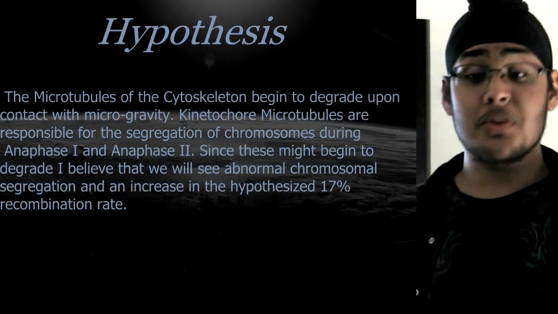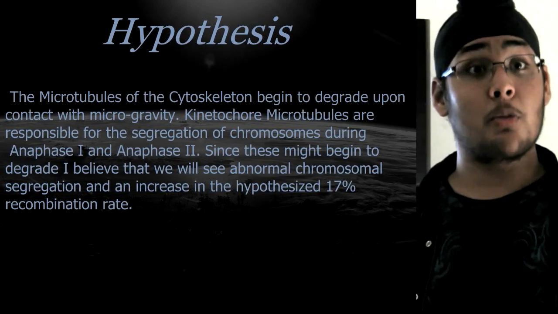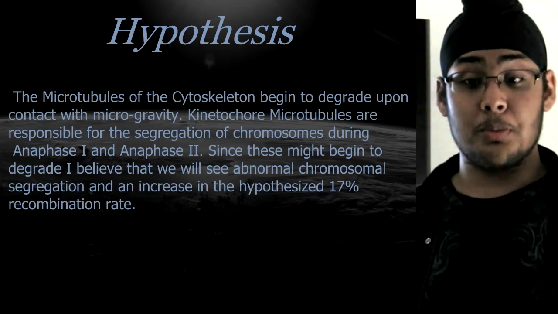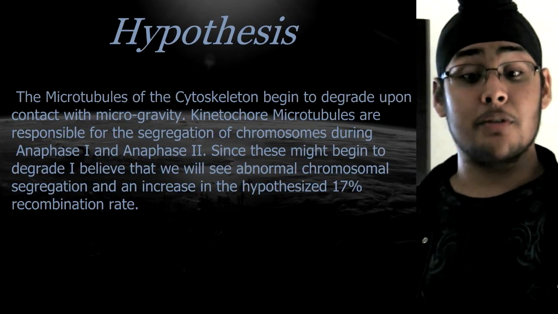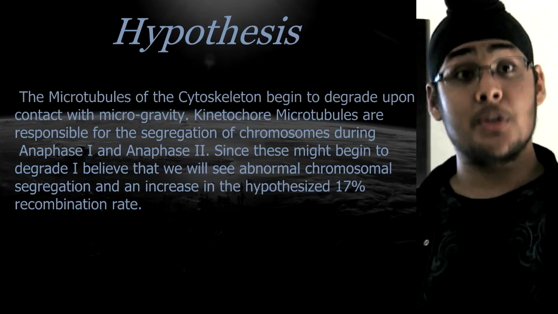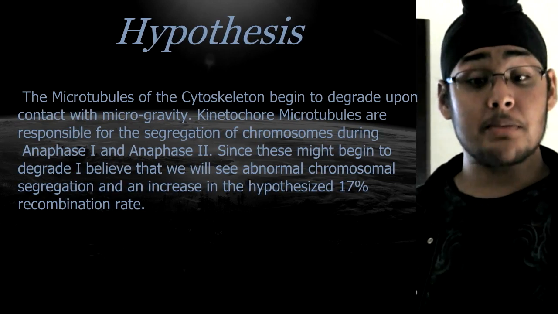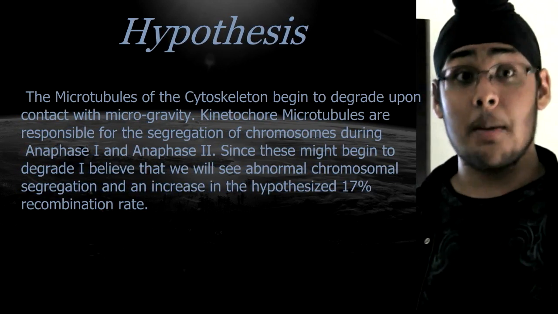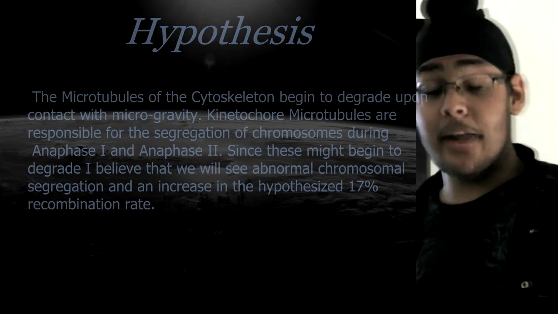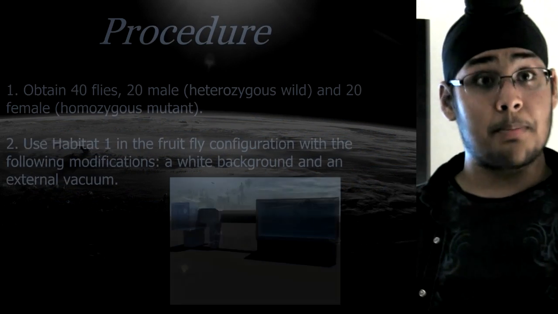Hypothesis: the microtubules of the cytoskeleton begin to degrade upon contact with microgravity. Kinetochore microtubules are responsible for the segregation of chromosomes during Anaphase 1 and Anaphase 2 in meiosis. Since these might begin to degrade, I believe we will see abnormal chromosomal segregation and an increase in the hypothesized 17% genetic recombination rate.